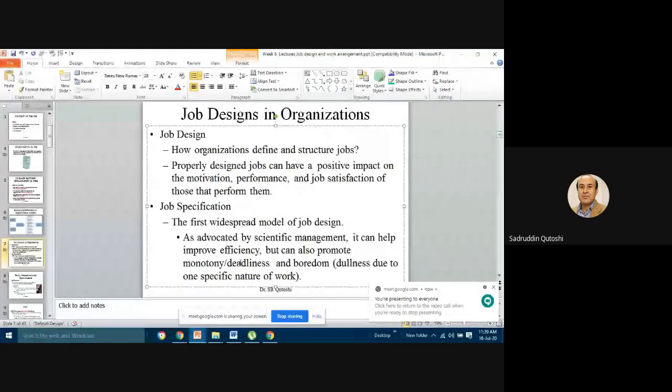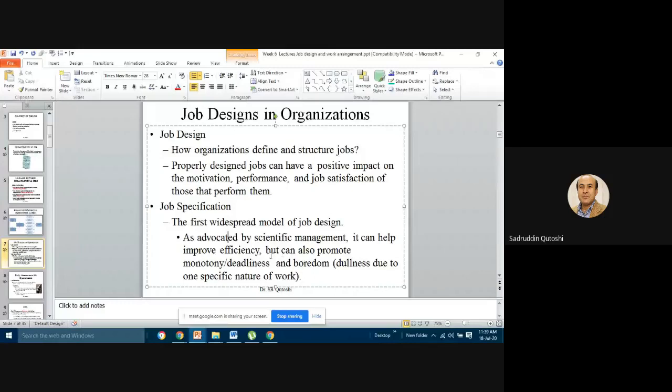Model of efficiency, the input and output ratio. So this is how you can understand the organizational efficiency in the light of this specific job specification. It can help improve efficiency. Efficiency means here what kind of input you are giving and what is the outcome. So when you calculate its ratio, input to output, that is how you can understand the concept of job specification.